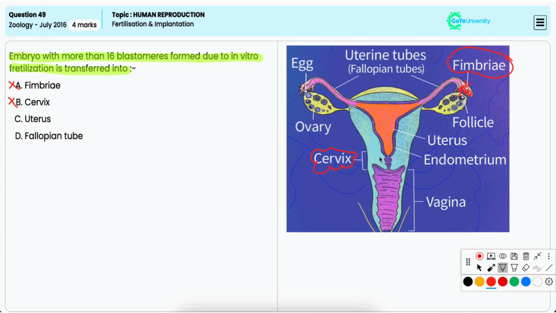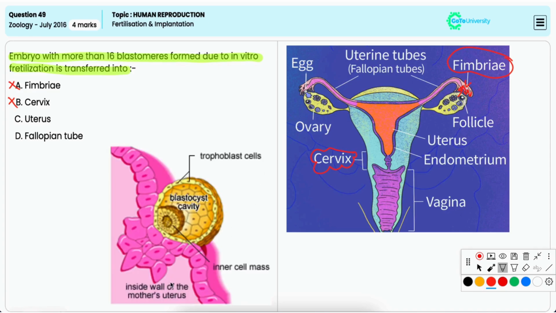Option C, uterus. Now, embryos with more than 16 blastomeres are at the morula or the early blastocyst stage. So, these are transferred directly into the uterus, where they can implant into the endometrial lining and develop further. Hence, it is the correct option.